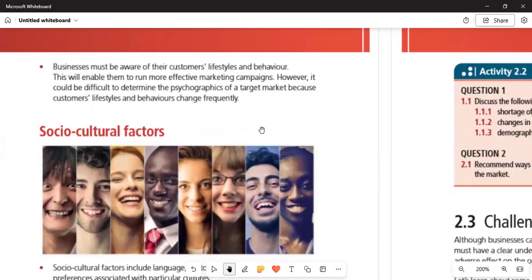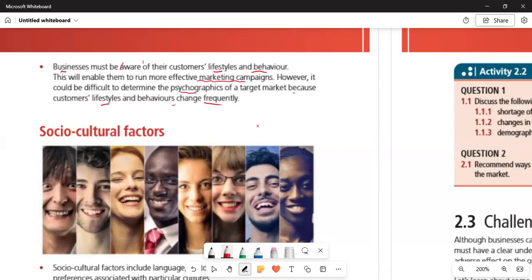We're still under psychographics, where it says businesses must be aware of their customer lifestyle and behavior. This will enable them to run more effective marketing campaigns. However, it could be difficult to determine psychographics of the target market because customers' lifestyle and behaviors change frequently. So we are advised that an organization should be very much aware of the customer's lifestyle as well as behavior. Though it changes frequently, an organization must try to always be kept up to date of those changes.